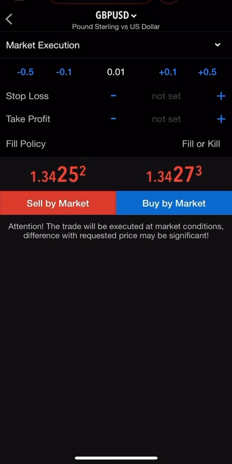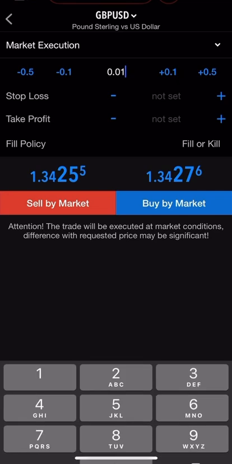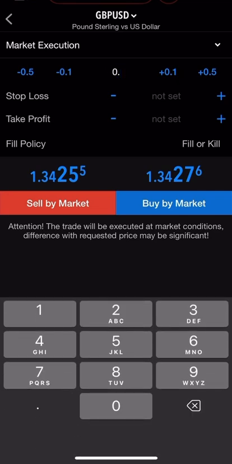Our lot size is what will determine how much we will lose in the market and how much we might win in the market. Understand? Since I'm using a $10,000 account and I'm going to be risking 10%, so I'm going to be using $1. Sorry, one lot. I'm going to be using one lot.